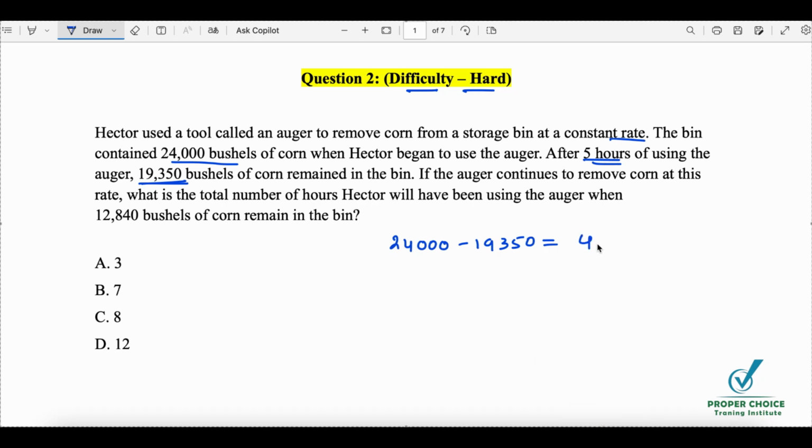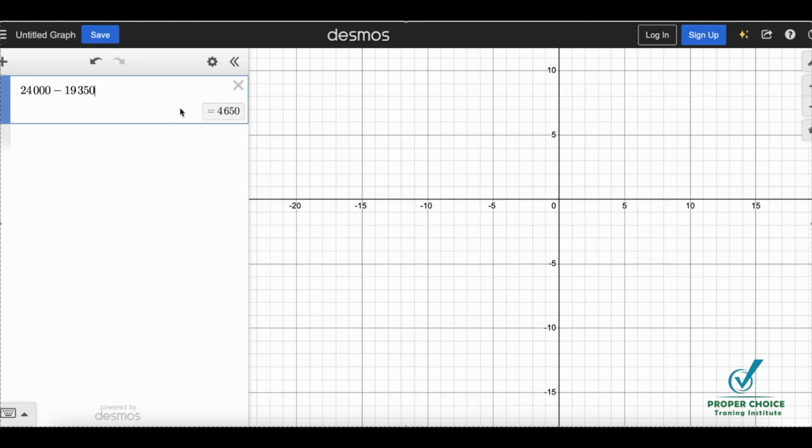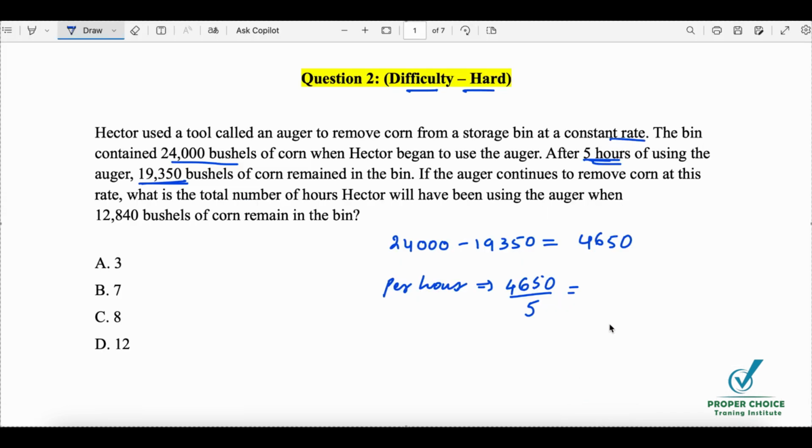So that is 4,650 bushels, and this many have been removed in 5 hours. So let's calculate how many bushels per hour. I need to know how many bushels have been removed per hour. So how do we do that? I can say the total number of bushels removed, 4,650, divided by 5. That gives 930 bushels per hour. So Hector can remove 930 bushels per hour.